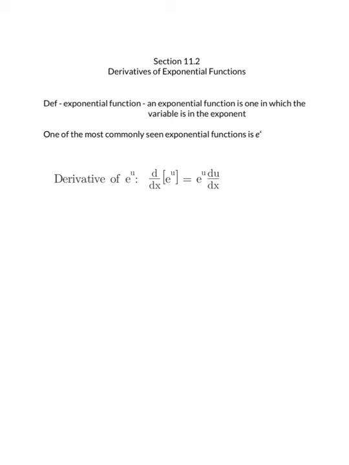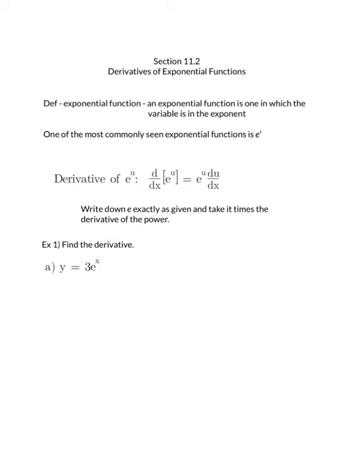So the derivative of e to the u is e to the u. First thing you do is just write down e exactly as it was given to you. And then you take it times the derivative of the power. In our first example, we are just going to find the derivatives of various functions of e.